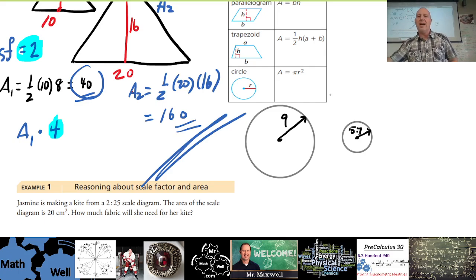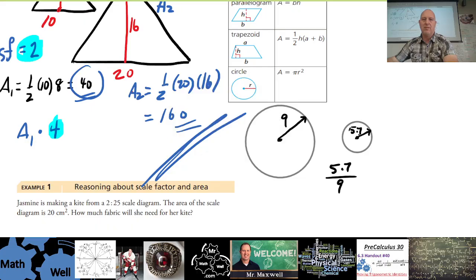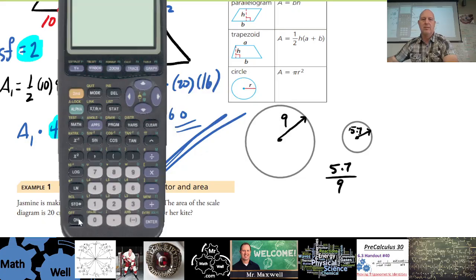Okay, what's the scale factor? Well, it's 5.7 divided by 9, isn't it? That's what we have to multiply by to get this one. So it's diagram over original. So this is going to be a wonderfully complex decimal, not like 3 or 0.25. It's going to be something crazy.